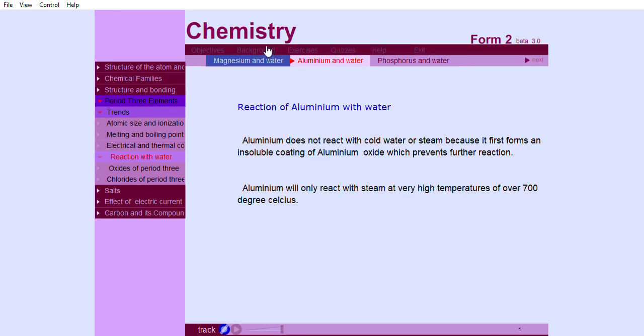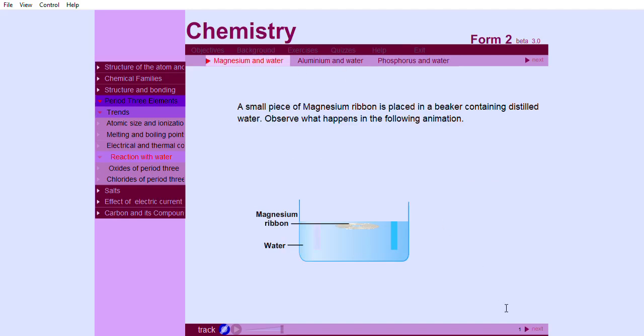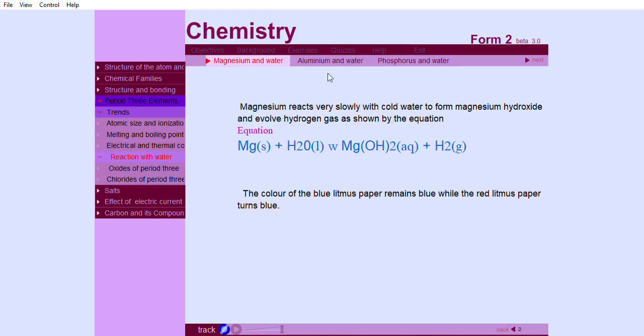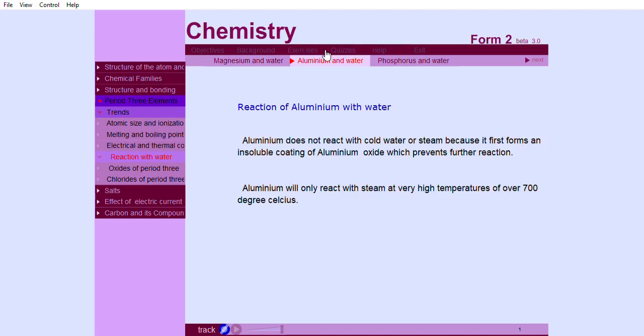Reaction of aluminium with water. Aluminium does not react with cold water or steam because it first forms an insoluble coating of aluminium oxide which prevents further reaction. Aluminium will only react with steam at very high temperatures of over 700 degrees Celsius.